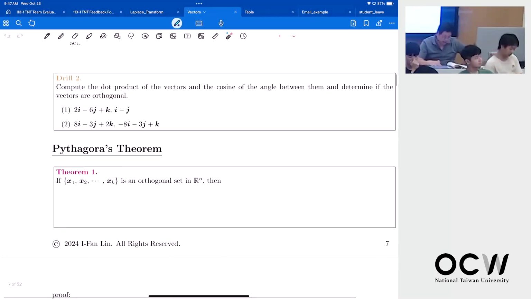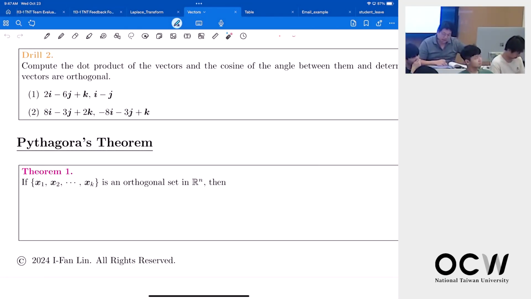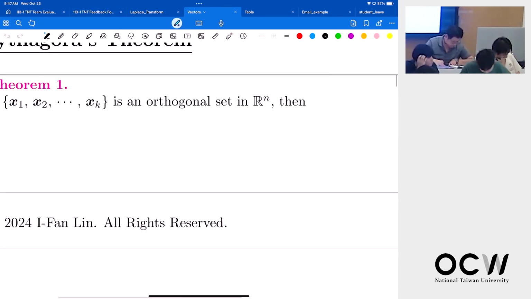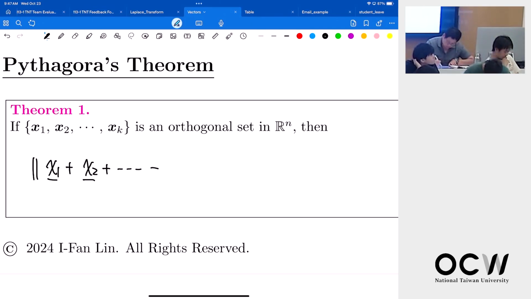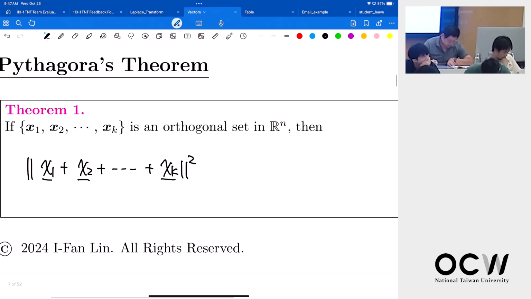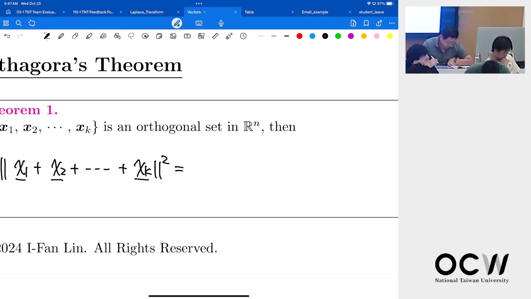All right. Next, the Pythagoras theorem. Now, if k vectors are orthogonal, and this is an orthogonal set, then the norm of x1 plus x2 and so on, the norm of the sum of the vectors squared, will be equal to the sum of each individual vector's norm squared.